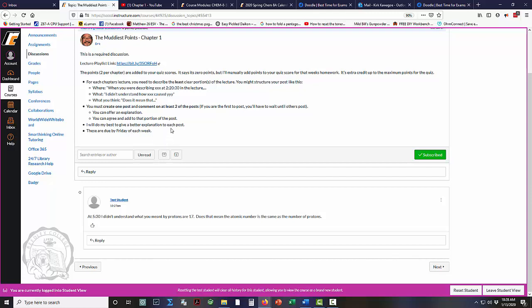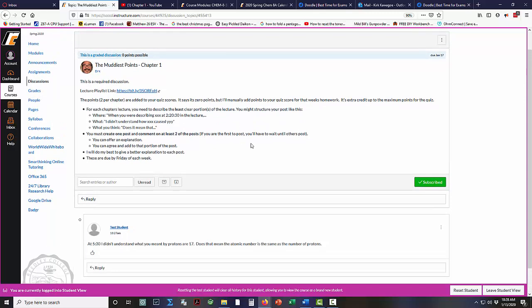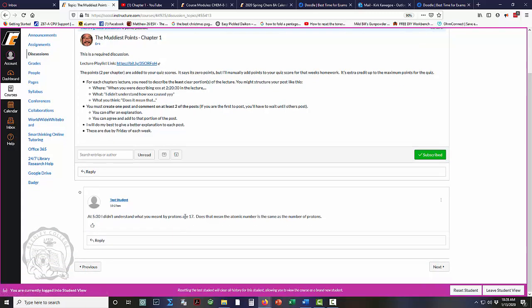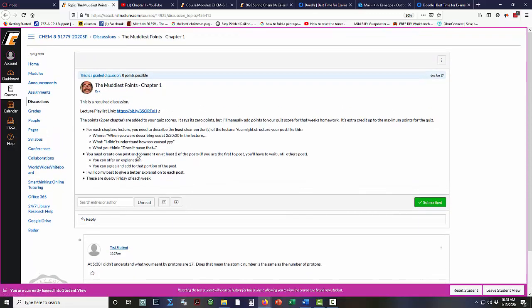Now, this is worth 2 points, but when you look at the points for this assignment, under assignment, it says 0. Because what I'm going to do with this is take your responses, and I'll just read through them manually. And then if you've followed these criteria and you've asked honest questions, then what I'll do is go ahead and add 2 points to the discussion points for this required discussion. Because it's 0 points possible, those 2 points count as extra credit points.